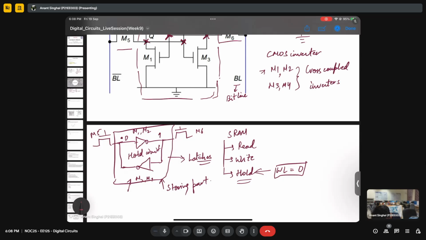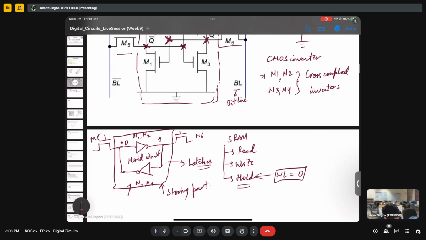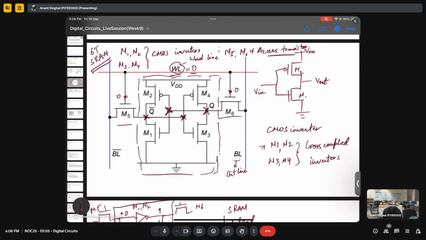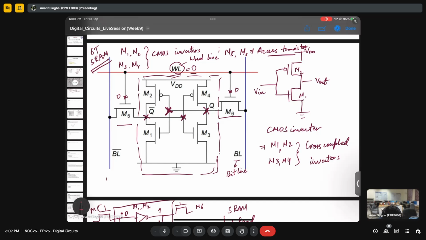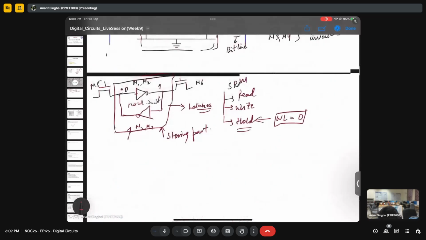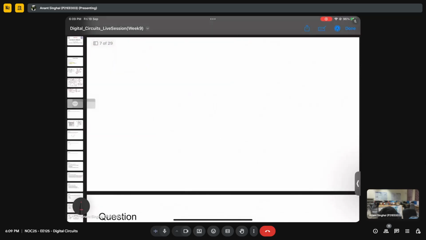Similarly, let me try to explain the read or the write. Let me explain the read state first, because that is again an easier operation. Can I do that? Okay, I cannot. Fine. So let me, maybe I'll make a circuit quickly.